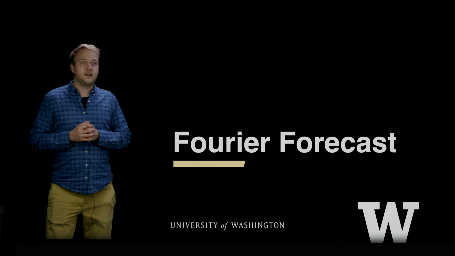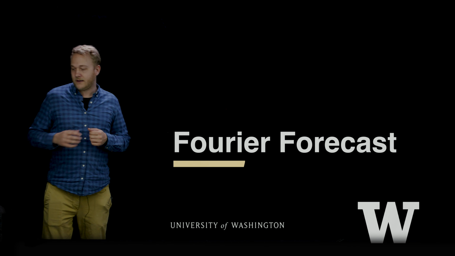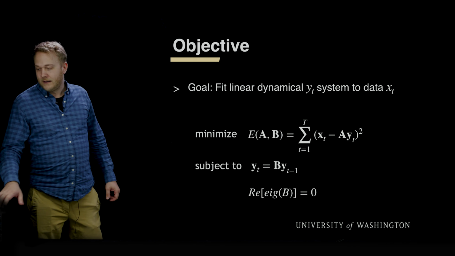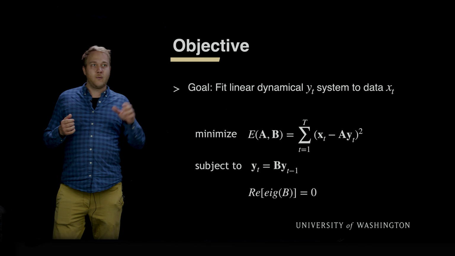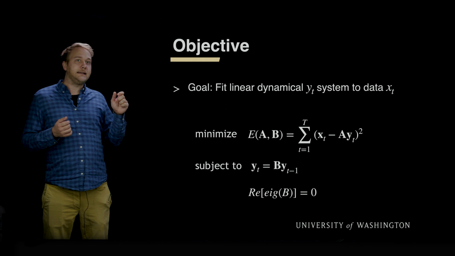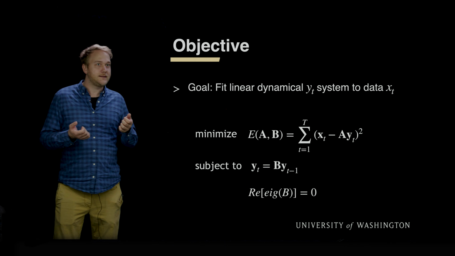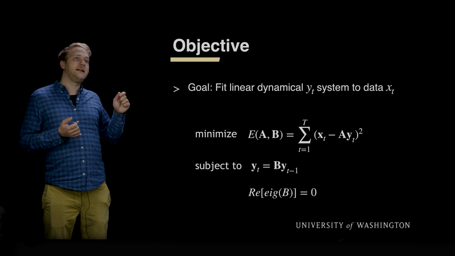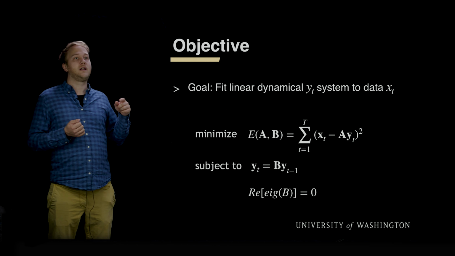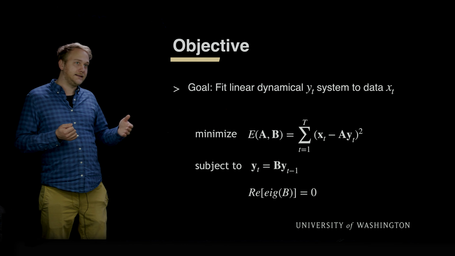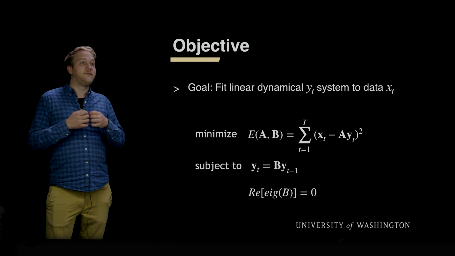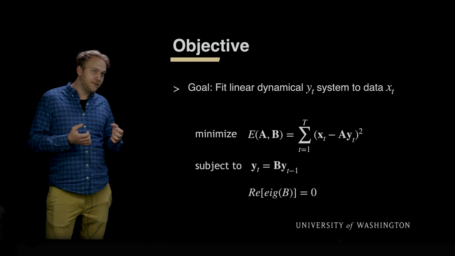Okay, let's get to it and talk about the first algorithm that we call Fourier forecast. What we're trying to do is the following. We have our snapshots x_t, which are just measurements, and we're trying to fit a linear dynamical system y_t to our temporal snapshots x_t. We're introducing two constraints. The first constraint is that y_t evolves according to a linear dynamical system.